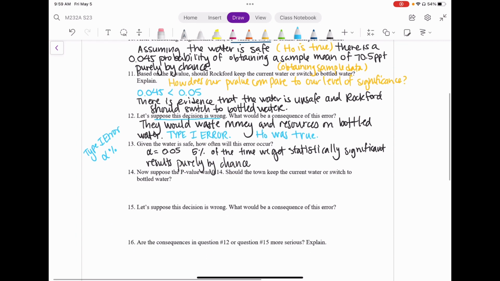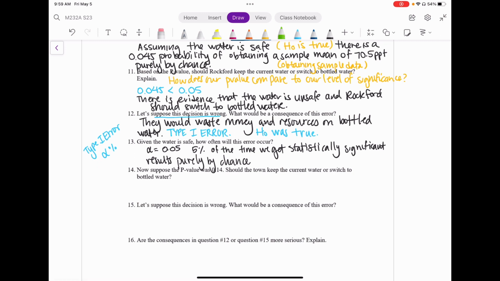So now suppose that the p-value was 0.14. Should the town keep the current water or switch? So again, we compare, how does your p-value compare to your level of significance? So 0.14 versus 0.05, or 14 hundredths versus 5 hundredths, 14 hundredths is more than 5 hundredths, which means that the probability of obtaining those values purely by chance is more than our level of significance, which means that it happens by chance more than we're willing to accept. And so we should not switch to bottled water. We should keep the current water because we don't have convincing evidence.